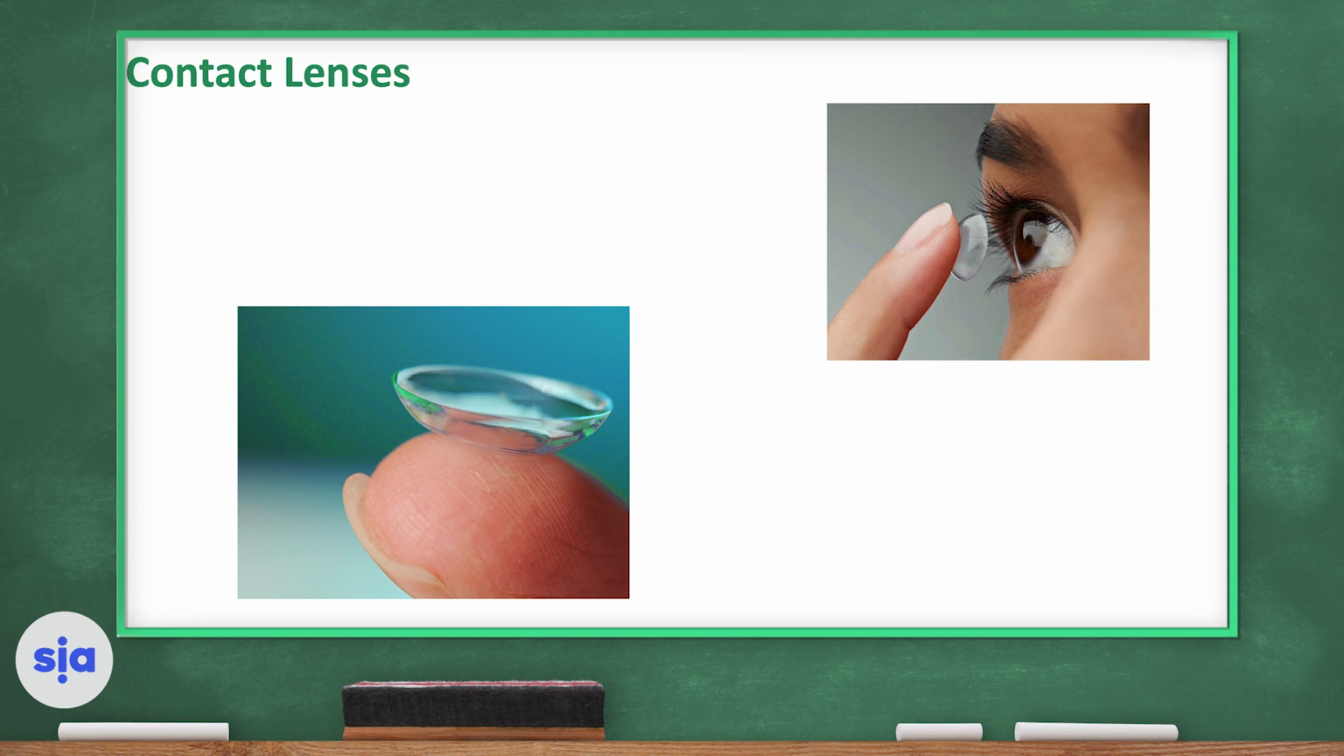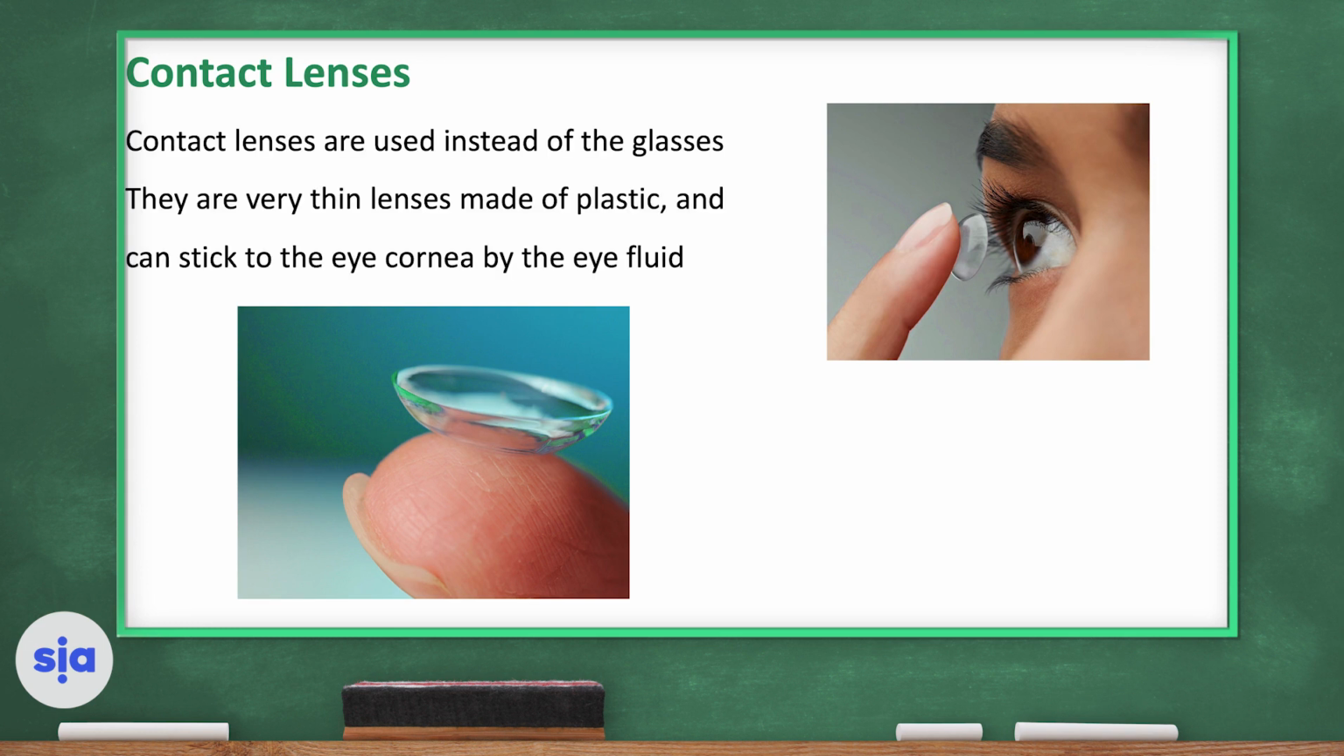These are contact lenses. And they are sometimes used instead of the glasses. They are very thin lenses and they are made of plastic. They can stick to the eye cornea by the eye fluid and correct the vision defect.